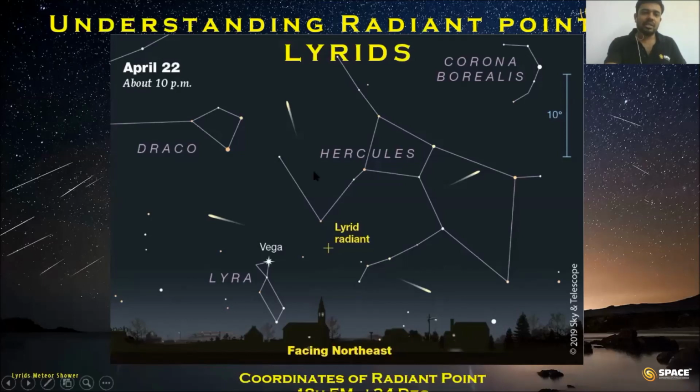And this Lyra constellation is near the Hercules constellation. This map shows you the night sky of April 22, that is tonight, 10 p.m., facing the northeast direction. You can see the Lyra constellation and Hercules nearby.